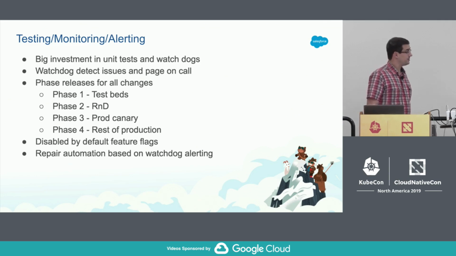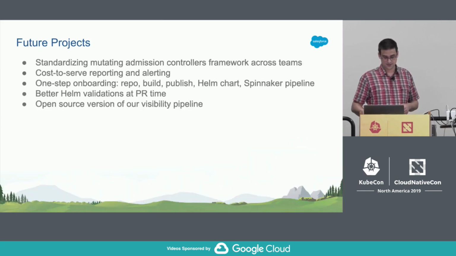Last is repair automation. Because we have this watchdog signal flowing through CRDs, flowing to SQL, we just have a simple automation system that can detect unhealthy hosts and trigger power cycle based on that signal.